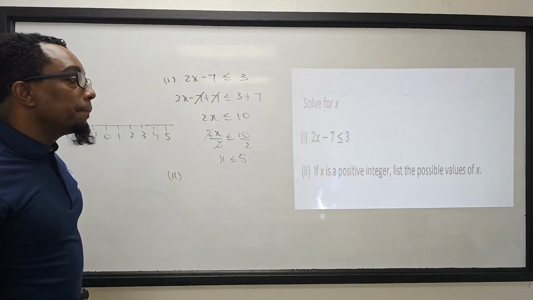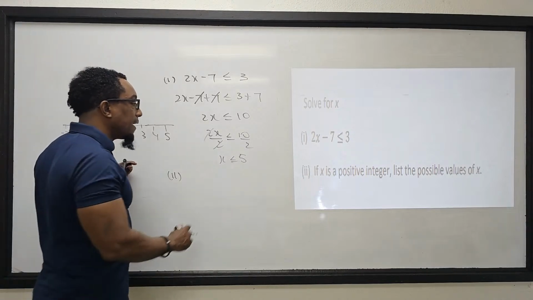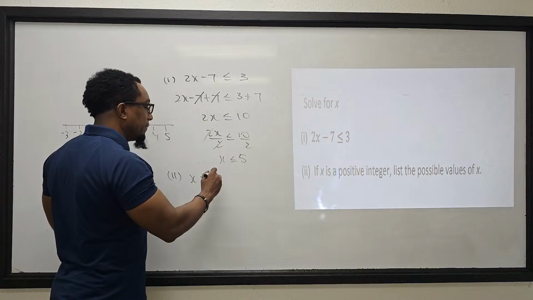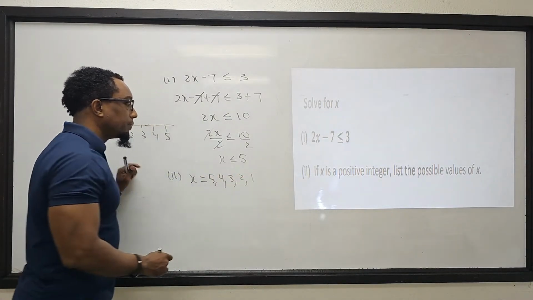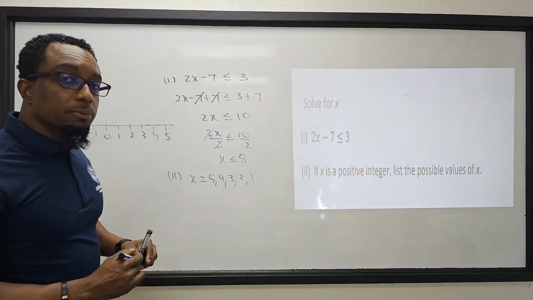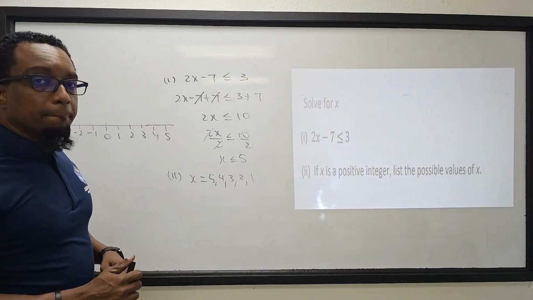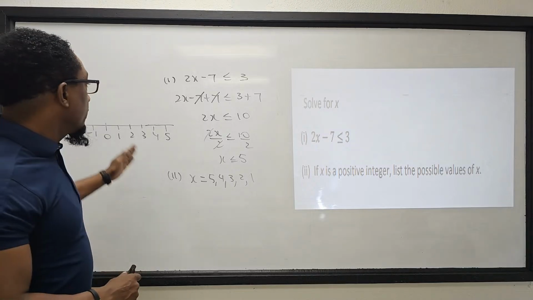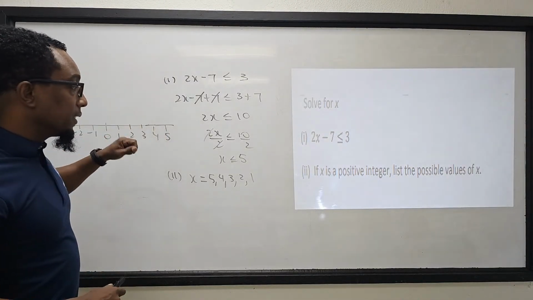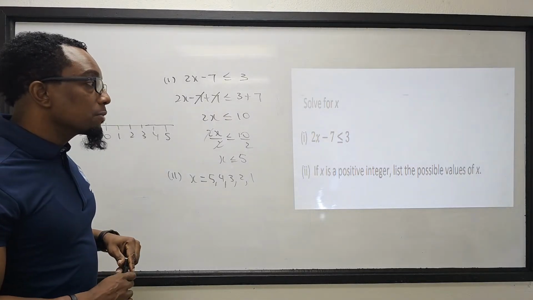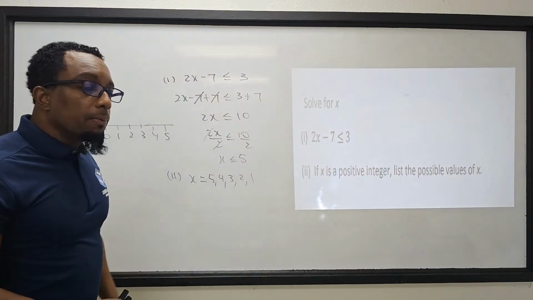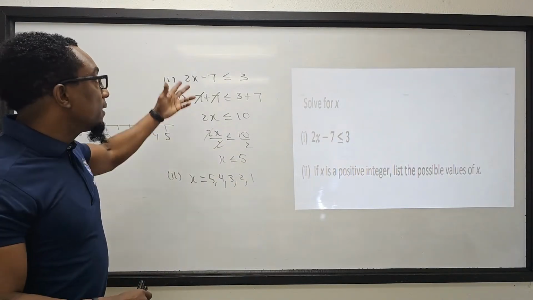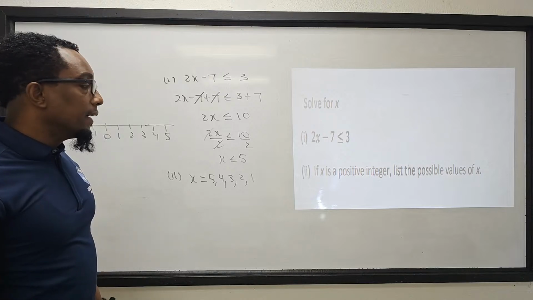So if x is a positive integer, list the possible values of x. All the possible values of x will be 5, 4, 3, 2, and 1. Not 0, right? 0 is neutral. So 0 is not an integer, considering positive integers and negative integers. And those are our positive integers that will satisfy the inequality we obtain when we solve this inequality given. Yeah?